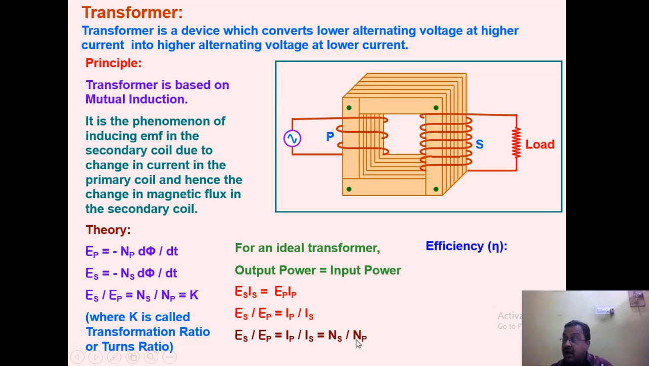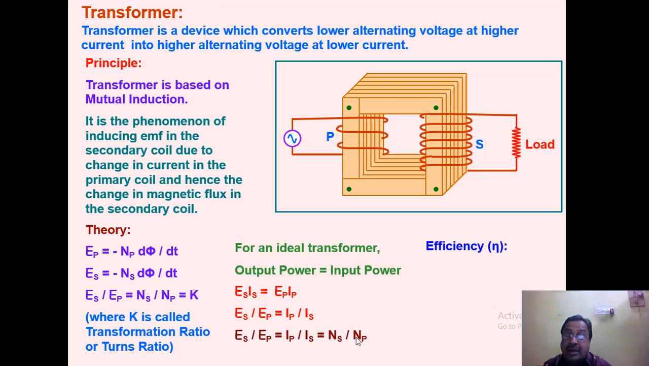Now, to what extent a transformer works, how efficient it is, out of the given input how much is converted into output, is given by a quantity called efficiency. And here, due to improper alignment, it is possible that the flux linked with the secondary may be a little less, but under ideal conditions we are taking it as equal.